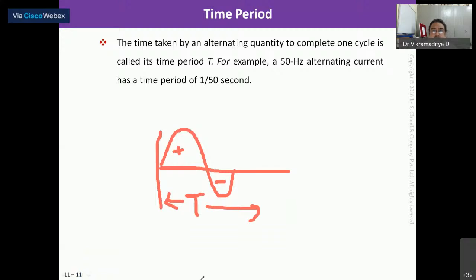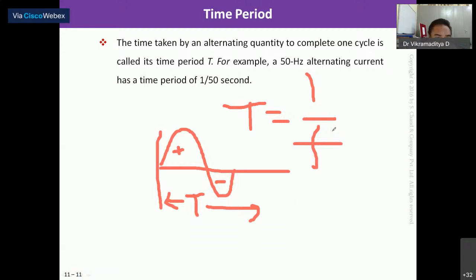Today I will stop here, because I have started late and another class is also going on. So let us complete this time period. The time taken to complete one cycle is called the time period and is represented by capital T. There is a relationship between T and F: T is equal to 1 upon F, where F is frequency. If the frequency in India is 50 hertz, then the time period will be 1 upon 50 second. It should be very clear.